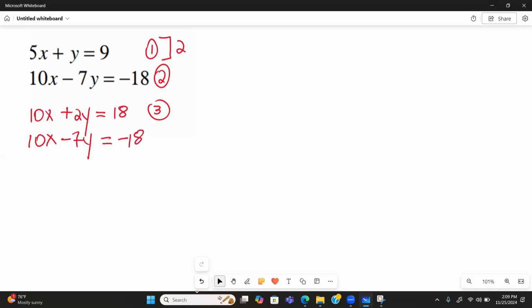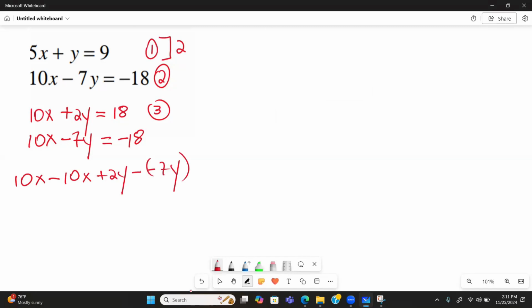If you take a look right now, we do realize that my x coefficients are the same. But what can I do? If I have a positive 10 and another positive 10, because the signs are the same, if I subtract, then I'll get a 0. And that is the intention. Because when I get a 0, that entire variable x will be gone. Let us do that. I'm going to subtract, so it's 10x minus 10x. Then positive 2y, I'm going to subtract negative 7y.